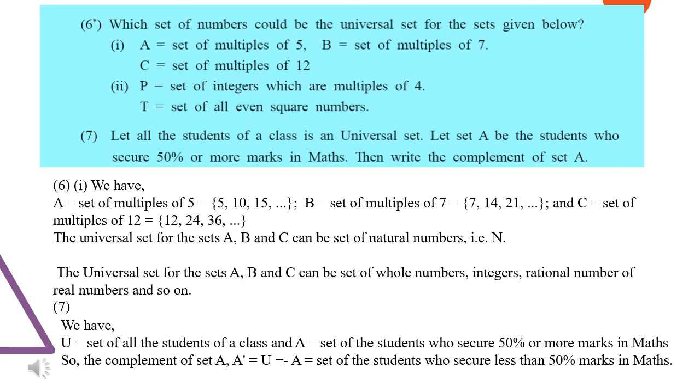So if you're subtracting U minus A, you're getting the remaining students who are securing less than 50% marks. Easy? So you just write your answer in statements like this. Here we do not write any elements or anything like that. You're only going to state your answer in a statement.